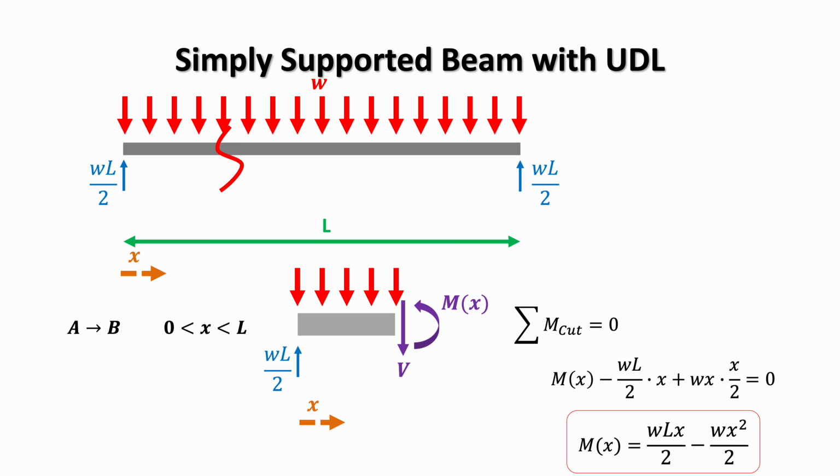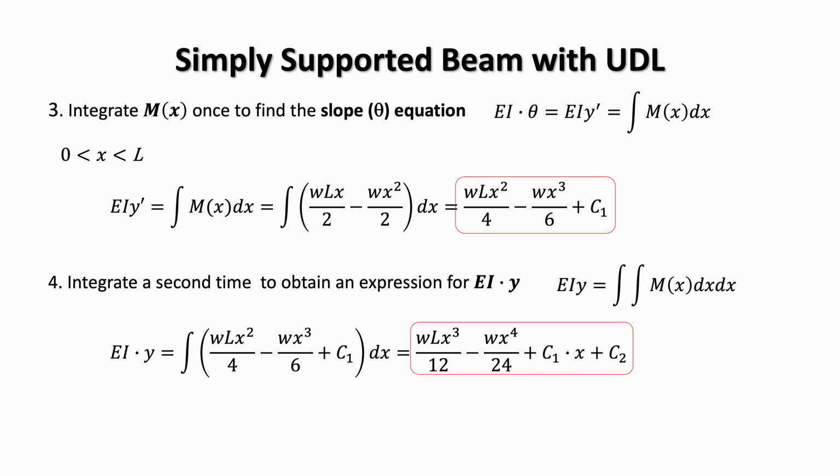This bending moment expression can now be used as the starting point for the double integration process. Here we carry out the two integrations required by the double integration method. First, we integrate the bending moment expression once to obtain the slope equation. For a beam with a constant EI, we substitute the expression for Mx, integrate it term by term, and we get WLx squared over 4 minus Wx cubed over 6, and not forgetting that first constant of integration, C1.